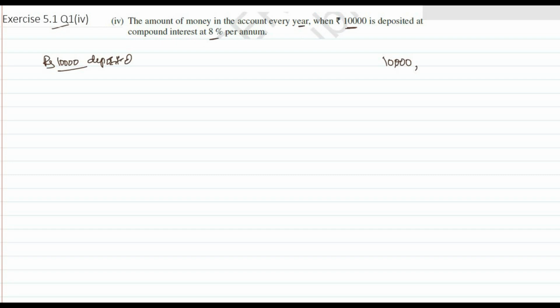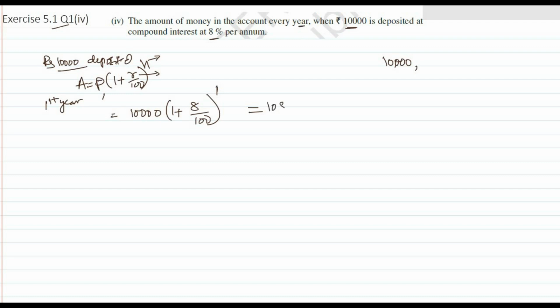This is compound interest, and the formula is A equal to P into 1 plus R divided by 100 to the power of N, where N is the term, R is the rate of interest, P is the principal. So here for the first year, the amount will be, P means principal, that is 10,000. Here 1 plus the rate of interest, 8 divided by 100, to the power of 1, because this is the first term. So this amount we will calculate. This is equal to 10,800.